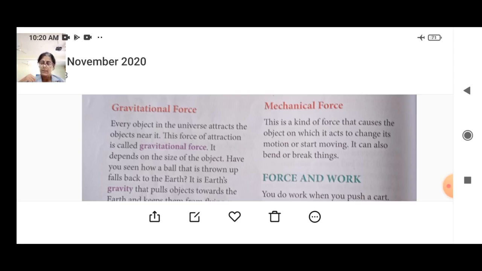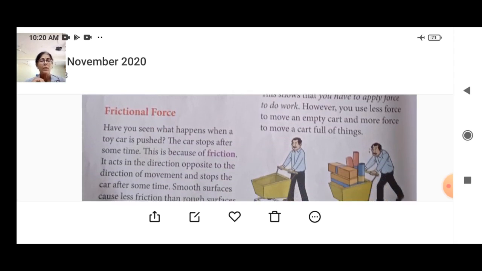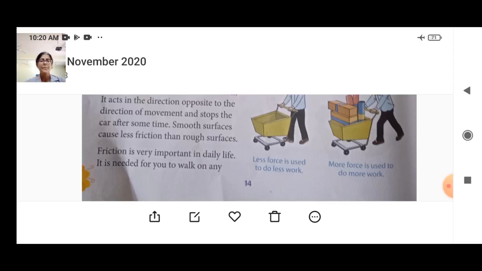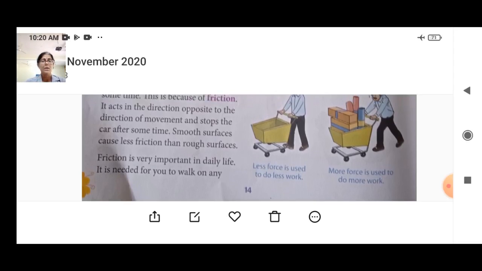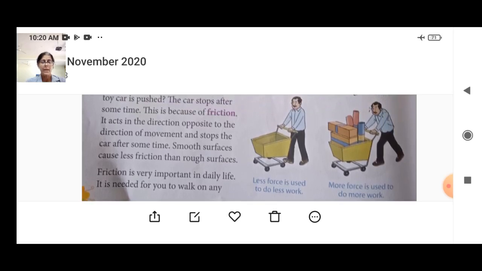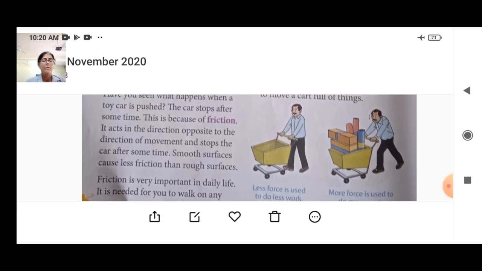Friction is very important in daily life. Friction जो है वो daily life में बहुत important है. It is needed when we walk on any surface. जब हम कोई भी surface पे चलते हैं, we need friction.